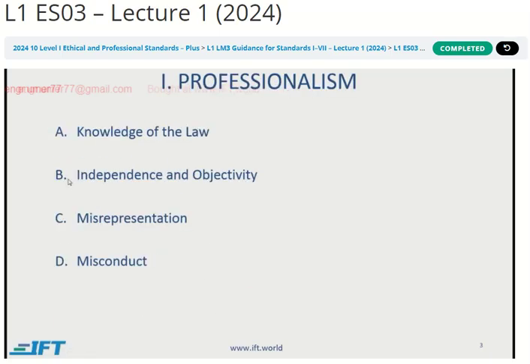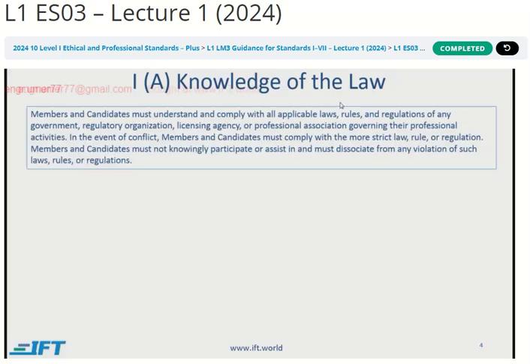Let us now discuss the standards. So here are the 4 standards associated with professionalism. We've talked about these briefly in the previous reading, and now we will discuss them in detail. So standard 1A, knowledge of the law. Members and candidates, so that's you, must understand and comply with all applicable laws, rules, and regulations of any government, regulatory authority, licensing agency, or professional association governing their professional activities. That for you would be CFA Institute.